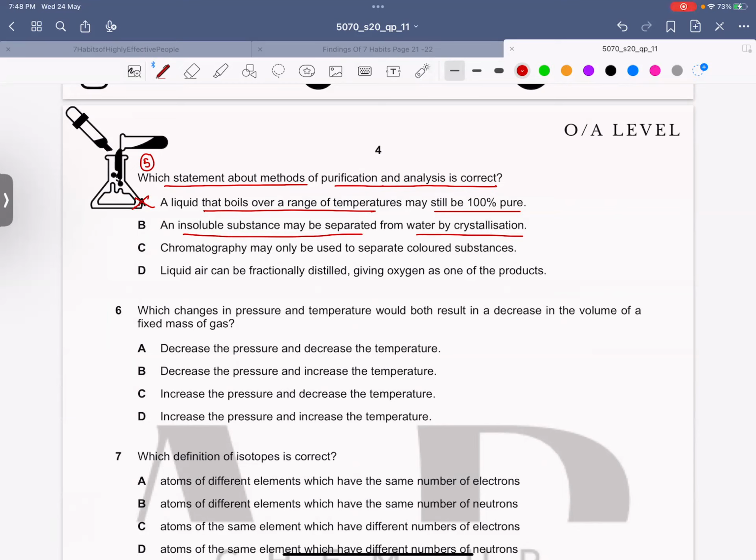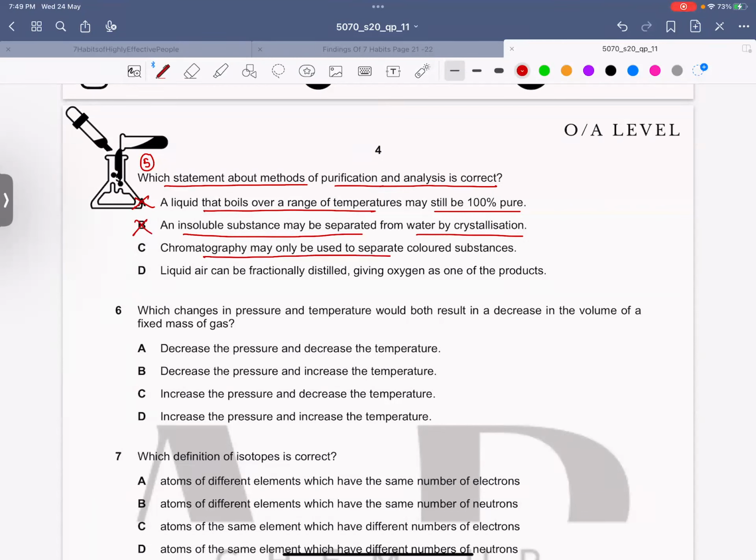No, it's already insoluble. We have to filter it. Yeah, we have to just filter it. There is no need of crystallization for an insoluble substance to be separated. So B goes wrong. Now C.